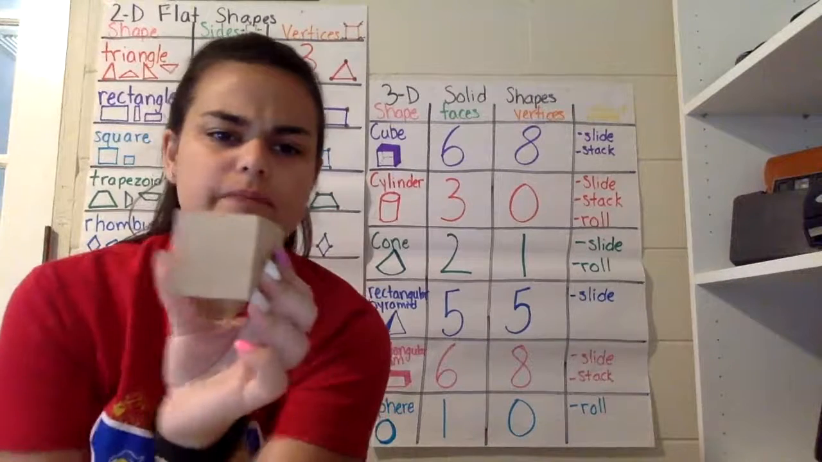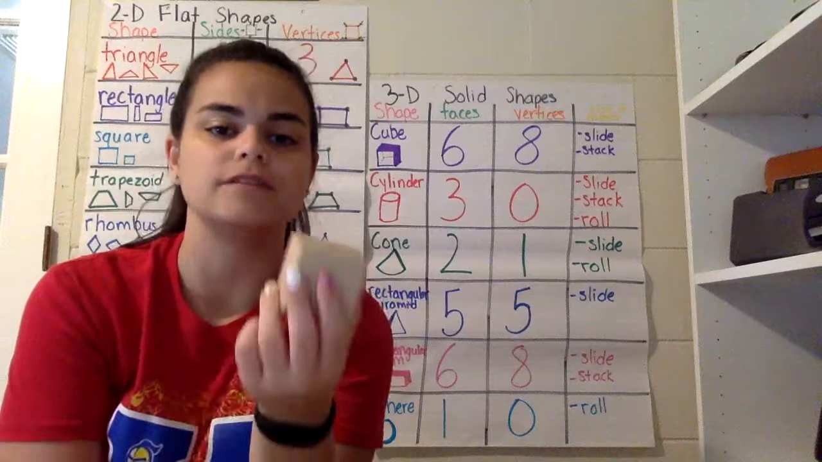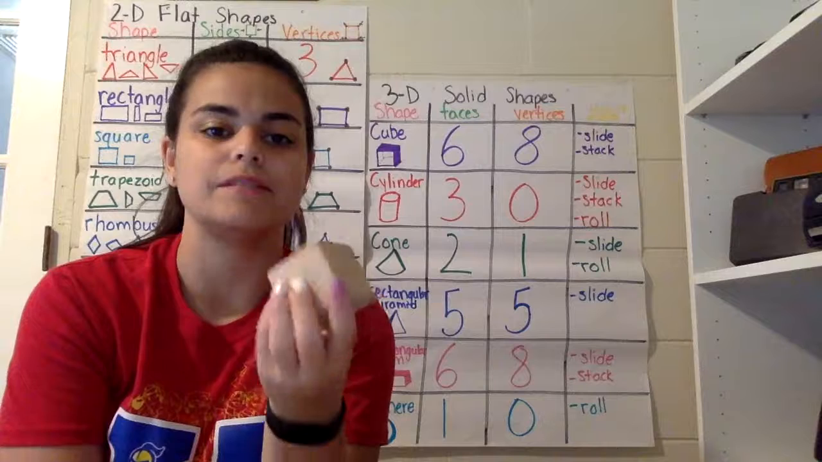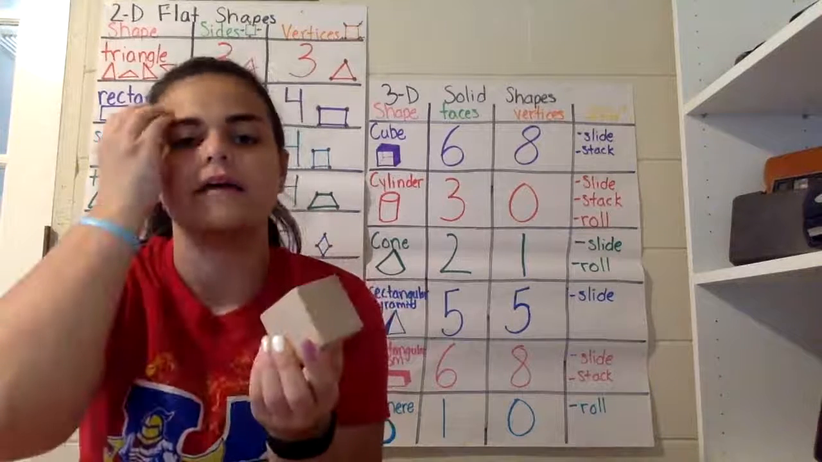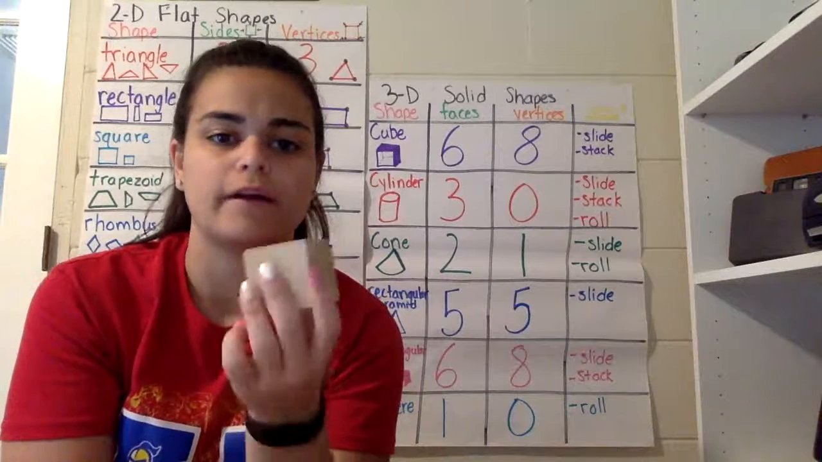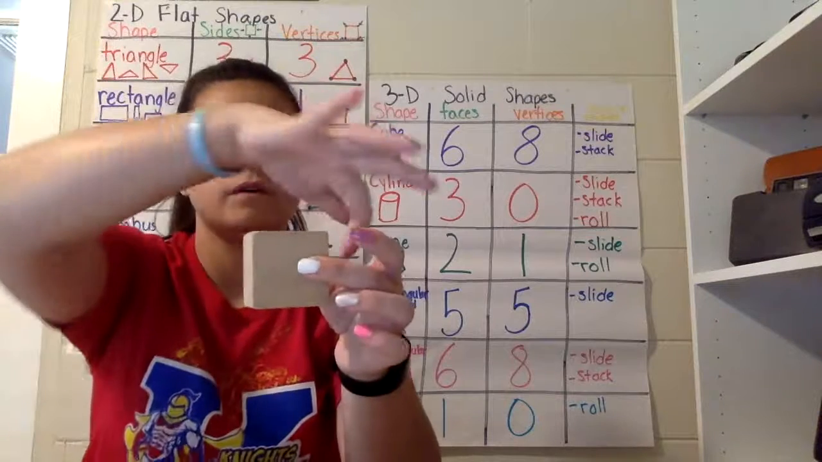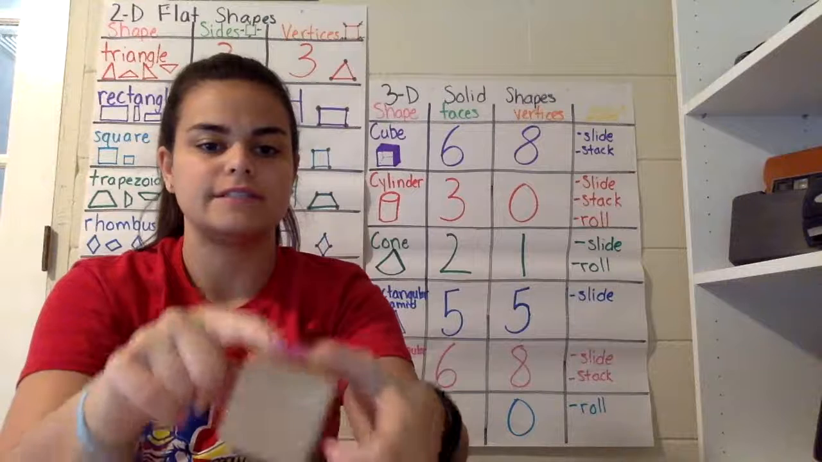First of all, what shape is the face? It is a square, right? A cube has square faces. All of its sides are the same size, kind of like our square, right? Our square has equal sides, okay? A cube has 6 square faces. Let's count those square faces. Ready? 1, 2, 3, 4, 5, 6.